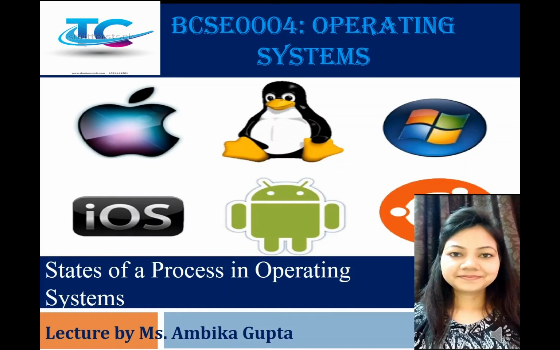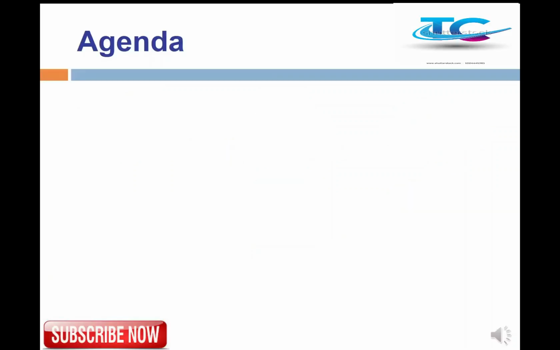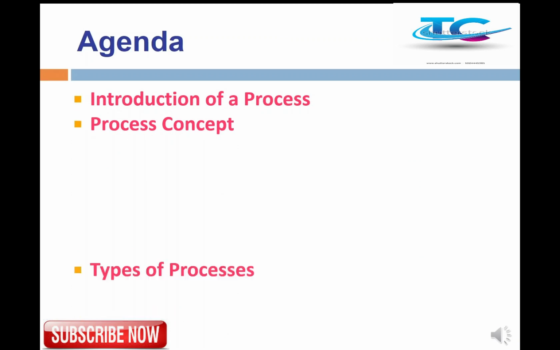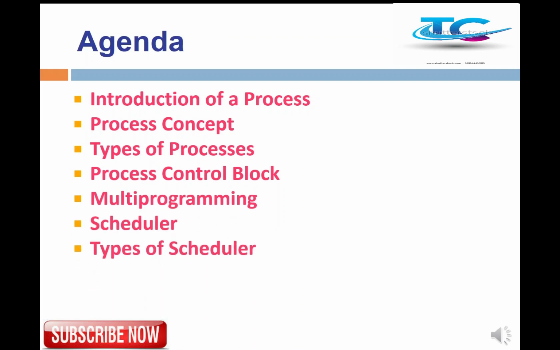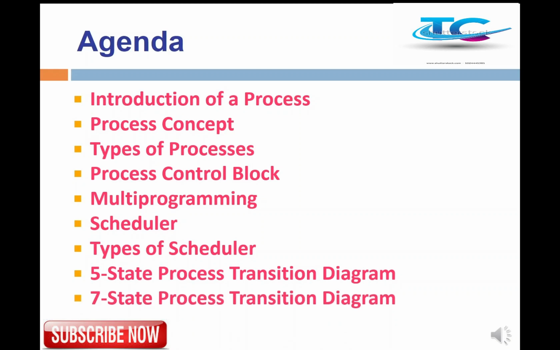So today you are going to learn one of the important topics of operating systems, that is process state transitions. Before moving on to this topic, we need to go through some prerequisites such as introduction of a process, process concept, types of processes, process control block, multiprogramming, scheduler, types of scheduler, and finally the 5-state process transition diagram, and the enhanced version of this, the 7-state process transition diagram.